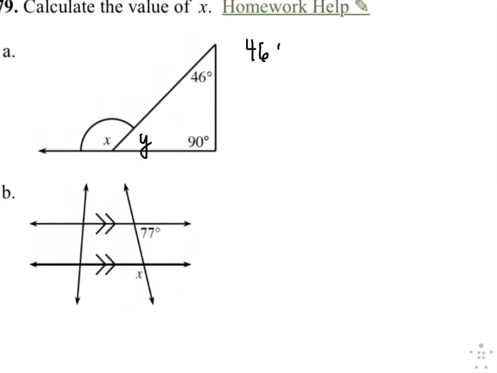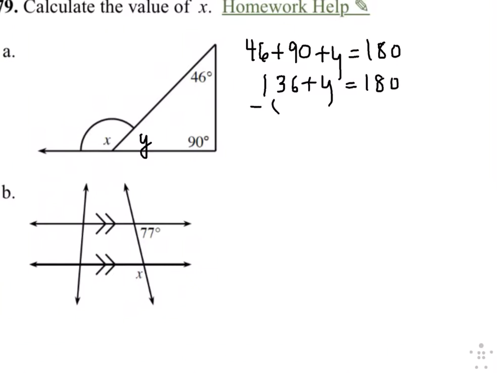46 plus 90 plus Y equals 180, right? In the angle sum theorem for triangles. So this means that if I have 90 plus 46, that's 136 plus Y equals 180. We subtract 136 from both sides. We get Y equals 44.